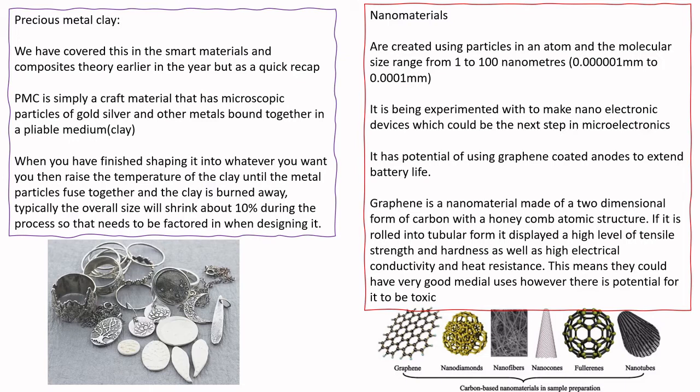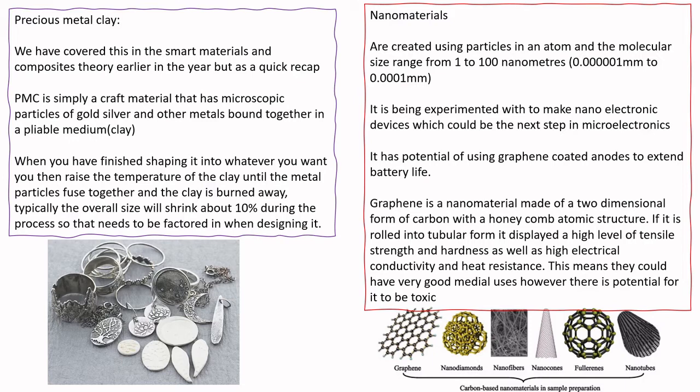Then you've got nanomaterials. So this again is a very, very modern thing as well. This is where you've got particles of an atom that can range from 1 to 100 nanometers, which is essentially, and I have no idea how many decimal places that is, but that is how small it is in millimeters. Okay, so tiny, tiny, tiny. It is being experimented with to make nanoelectronic devices, which they're saying could be the next development. Obviously, silicon chips was the massive development, and what they're hoping is that nanomaterials can be that next massive development. It's not quite there yet, but that's what they're hoping the next step will be.